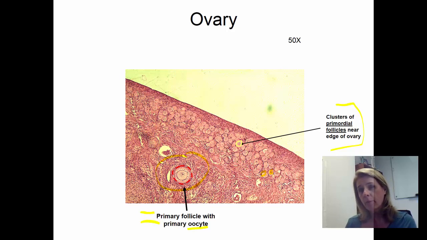Now the way I know it's a primary follicle is it has one layer of cells around it. So just one layer of cells around the egg or the oocyte tells me that it's a primary follicle. All right, so that was pretty easy.